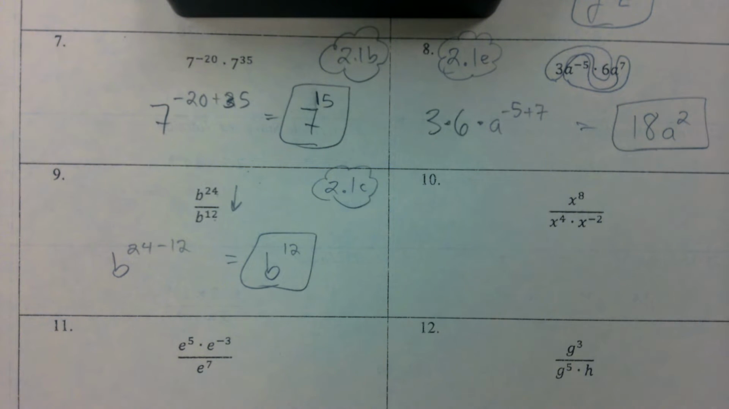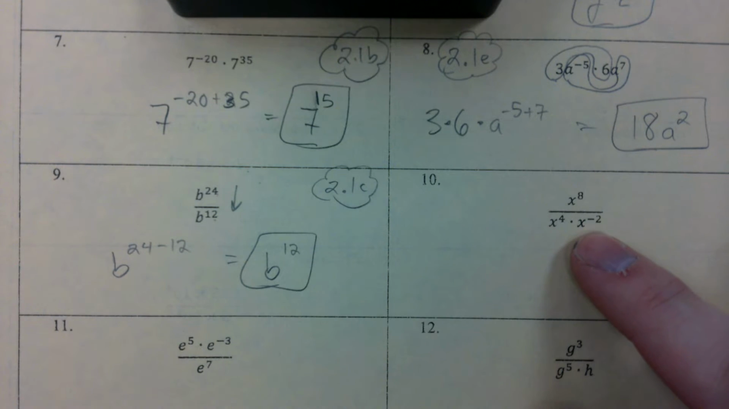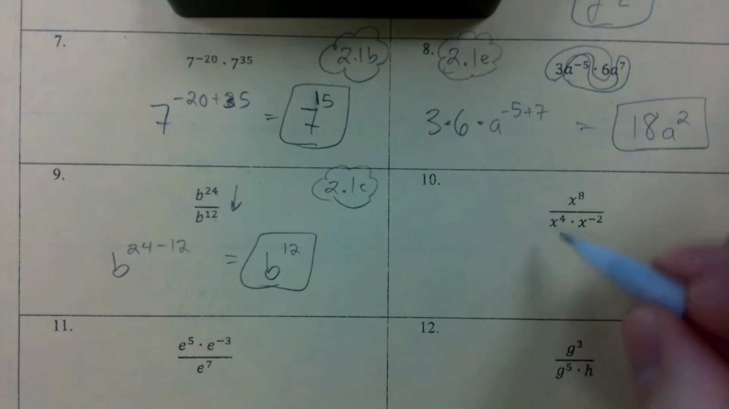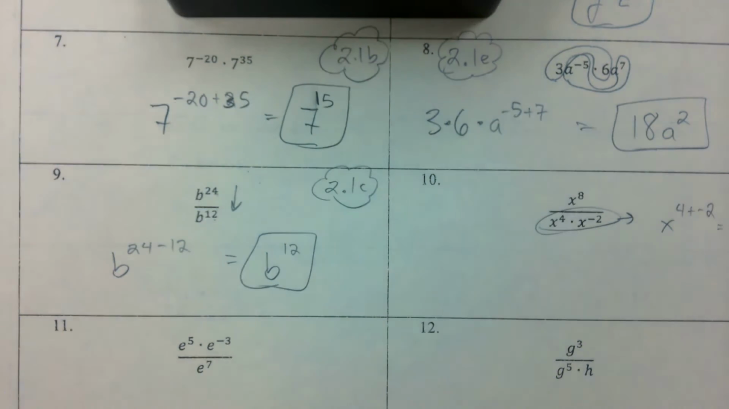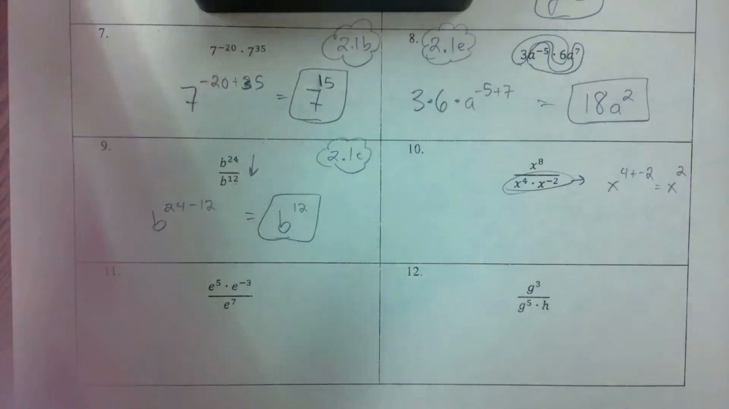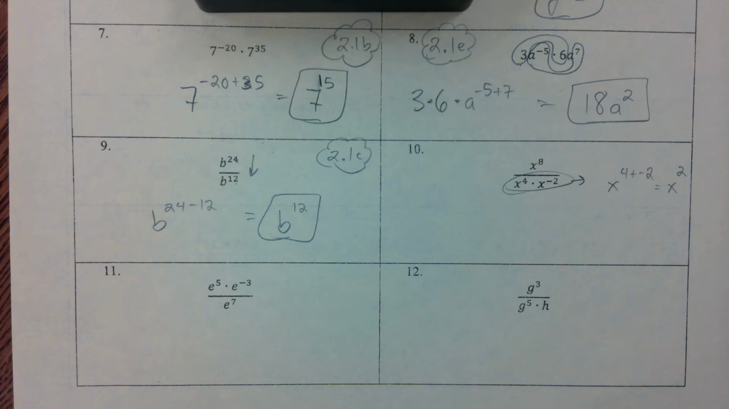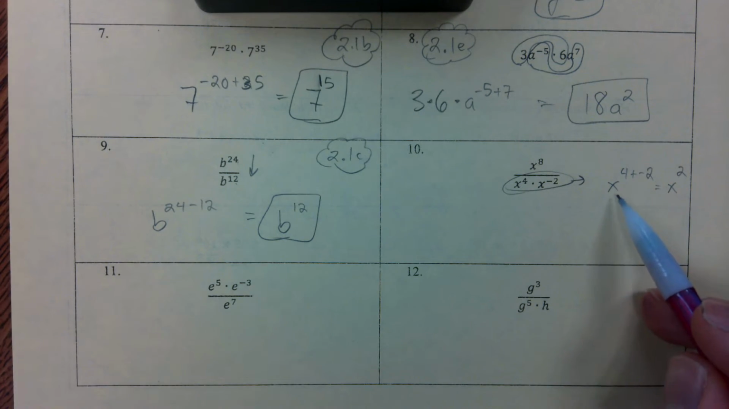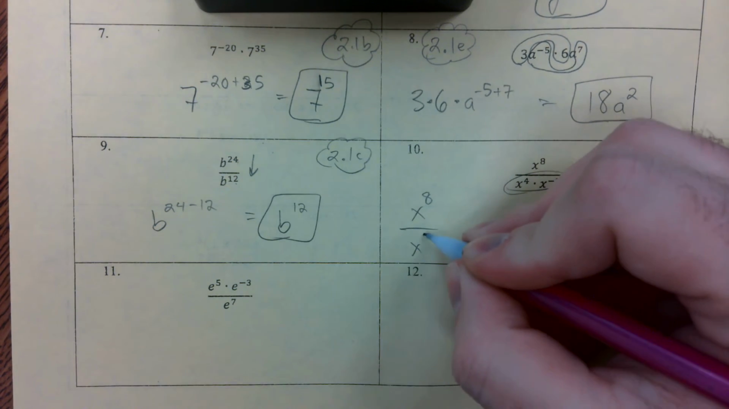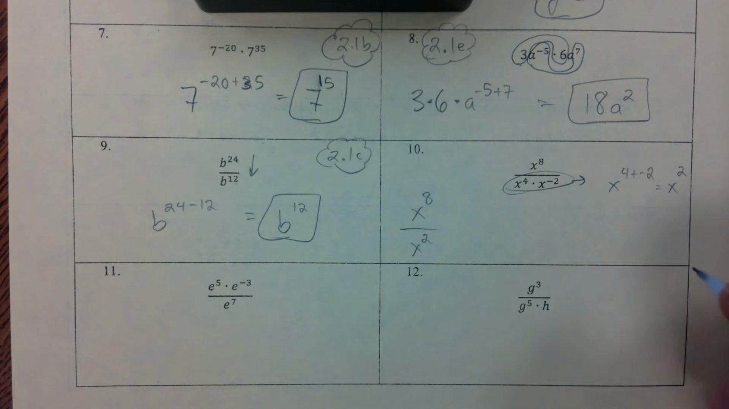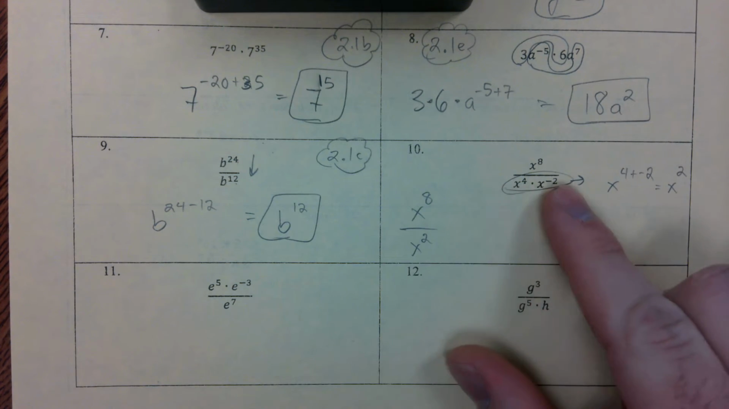Number 10, we've got x to the 8th over x to the 4th times x to the negative 2nd. Just like in our warm-up, we've got to solve the product rule first. 4 plus negative 2 is x squared. And then we have that underneath x to the 8th, right? So our first step was getting the product rule done.